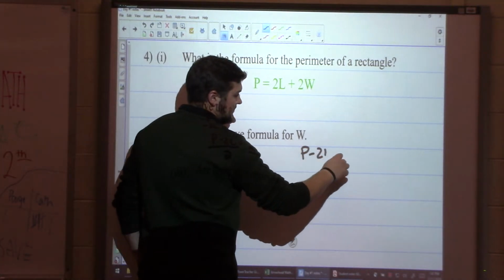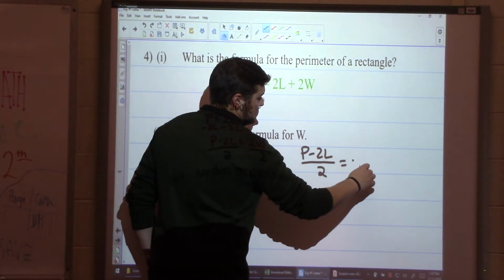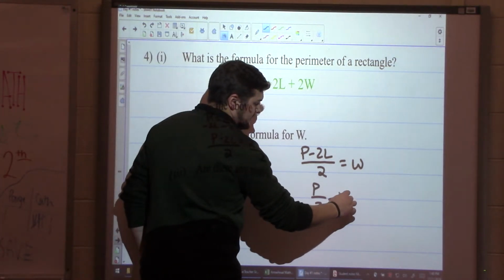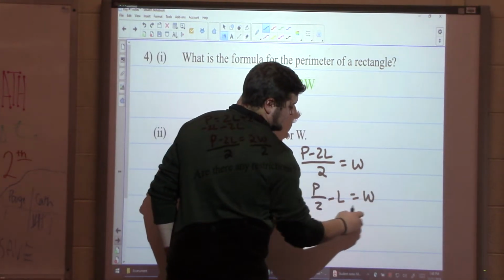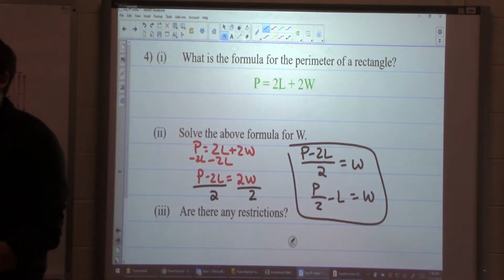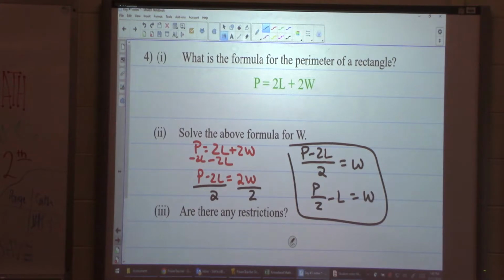P minus 2l over 2 equals w. Or you could write it as P over 2 minus L equals w. That's just if you split them up and simplify them. Either one works. I'm okay with either one.